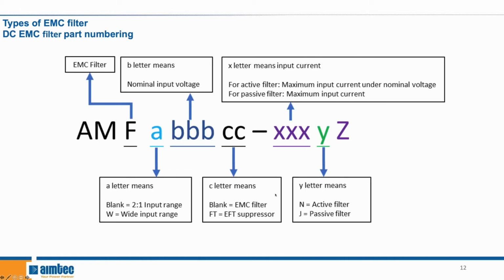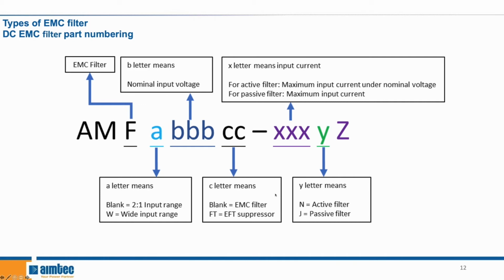fuse. Now we're going to be looking at DC EMC filters and how we number them. AMF, as for the AC-DC filter, remains the same. The letter A refers to the input voltage range, so if it is a 2x1 input range, then it will be blank, so there will be no digit or character there.